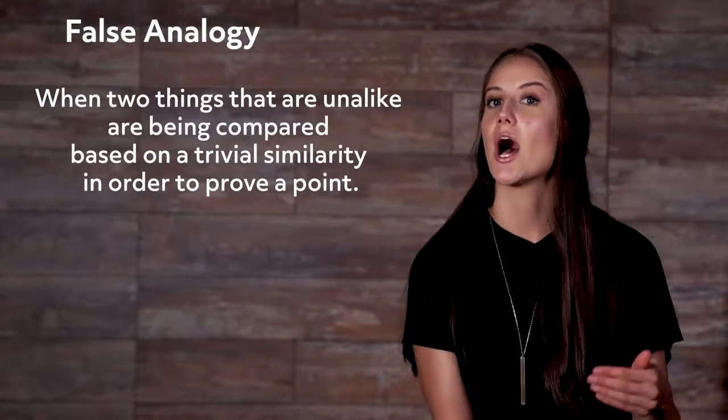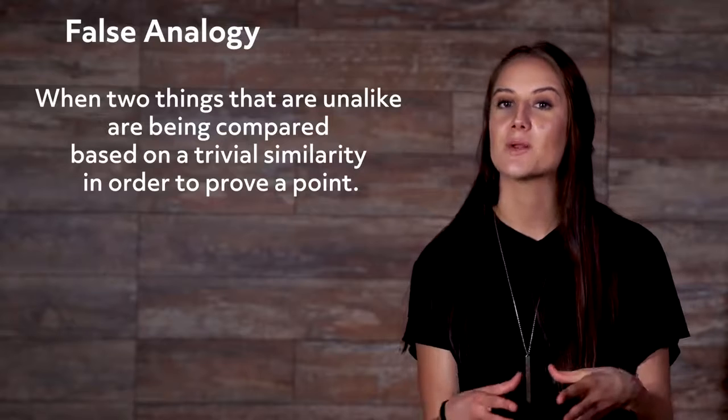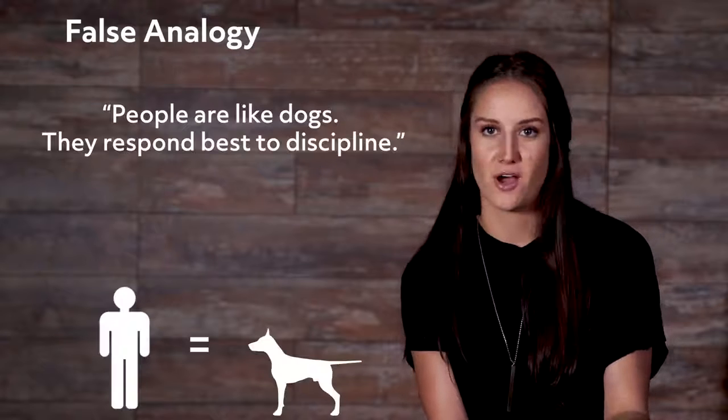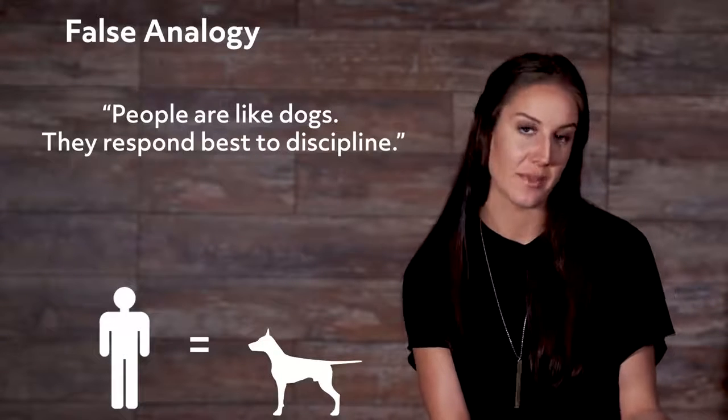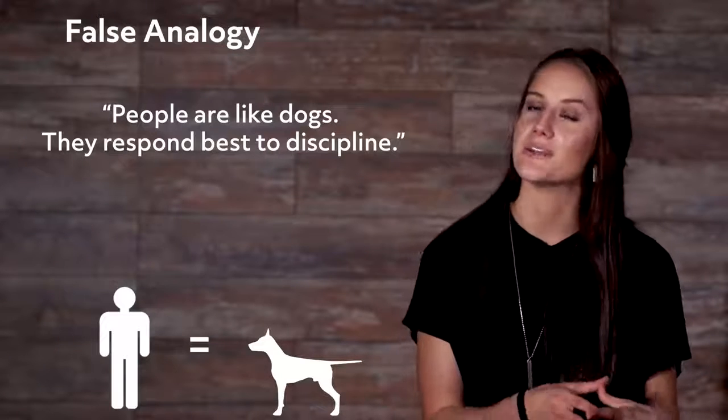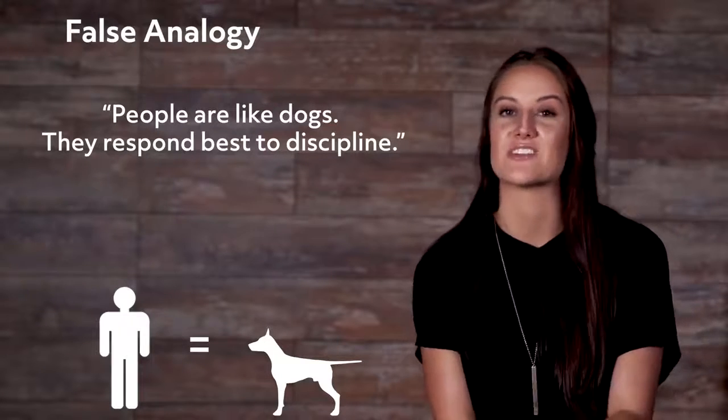False analogy. A false analogy, also known as a weak analogy, is when two things that are unalike are being compared based on a trivial similarity in order to prove a point. For example, people are like dogs. They respond best to discipline. This is an absurd analogy that attempts to correlate people and dogs based on one minor similarity.